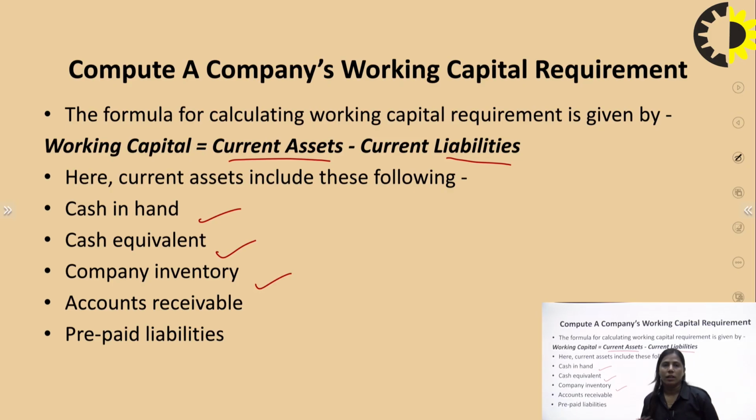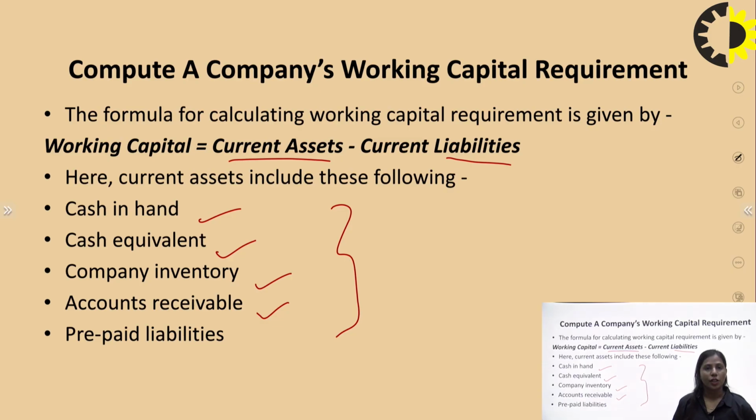The next item in current assets is accounts receivable. Whenever a customer gives any amount, or whatever amount the accounts section is receiving, it is also considered in current assets only. It can also be prepaid expenses. Whatever assets we have in hand will be considered in current assets.